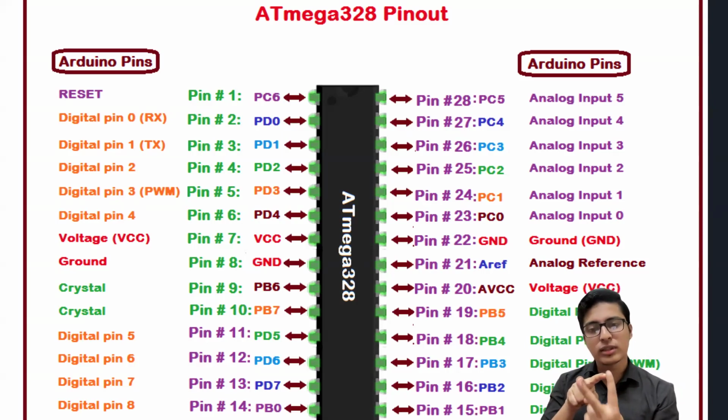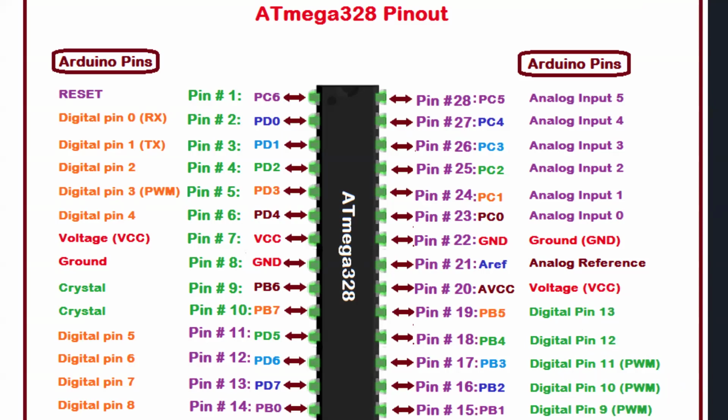So these are the two connection wires, the connection pins. You can also see a ground over here, just opposite to the VCC. Then below the ground are the crystal pins, PB6 and PB7. Then comes digital pin 5, 6, 7, and 8. There are 14 pins on the left side and again 14 pins on the right side, so in total it is 28 pins on the ATmega328.